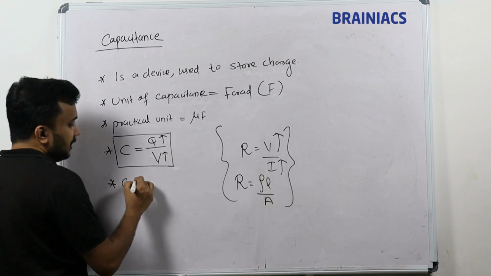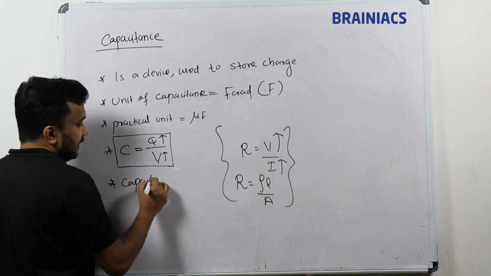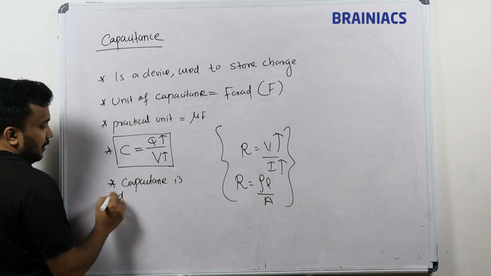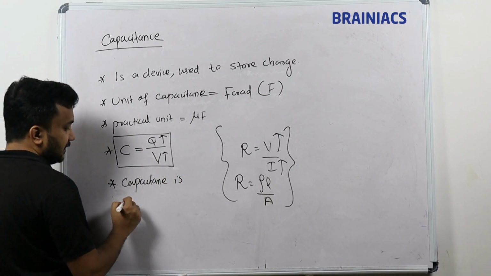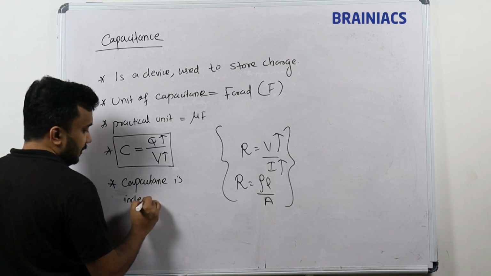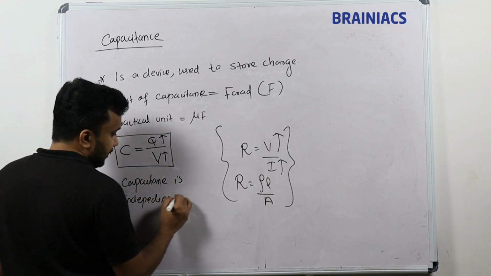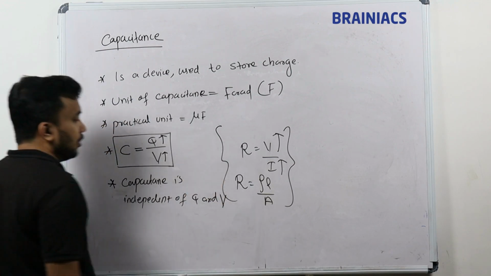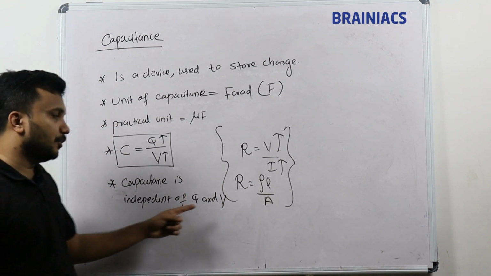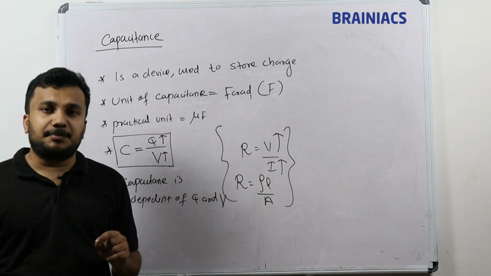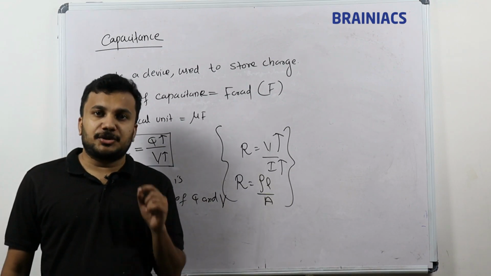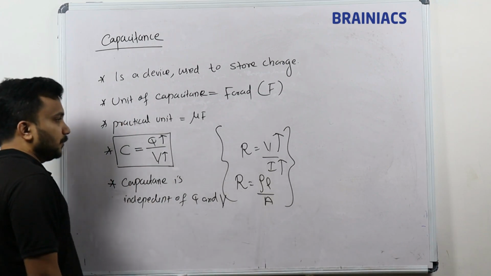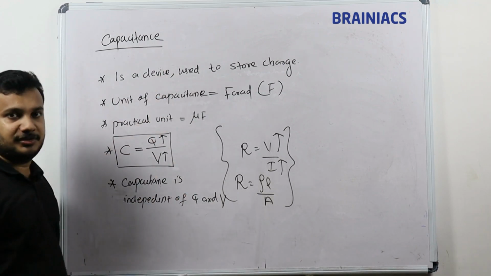So my next point is, capacitance is independent of Q and V. Which means it does not depend upon charge or voltage, but it depends upon dimensional quantities such as length, area of cross section, etc. Okay, so hope you understood this concept.